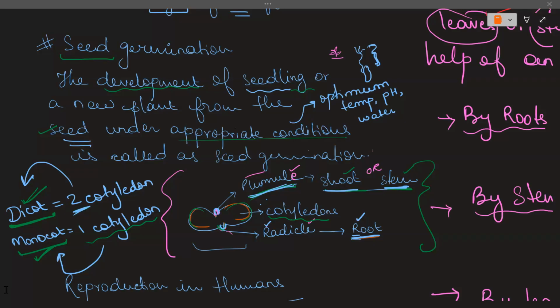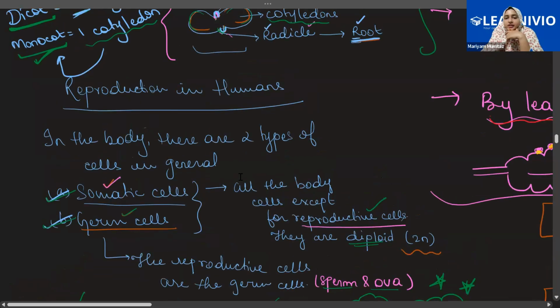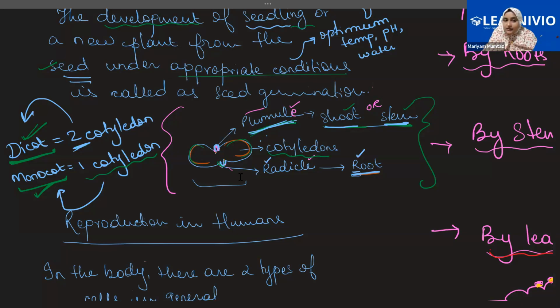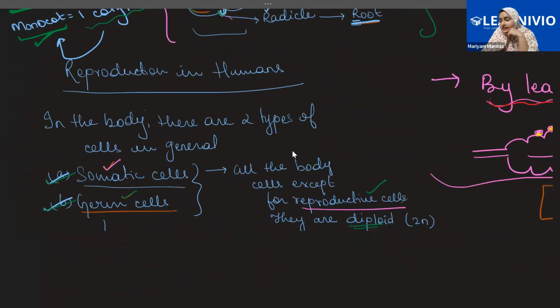Any doubts? Anything you want to ask me? No, ma'am. All right. Now let us move forward and talk about the reproduction in humans. Up until now, we have discussed sexual reproduction, sexual reproduction in plants, and asexual reproduction. And now we'll move on to the reproduction in the case of human beings. Right? Now let us see.